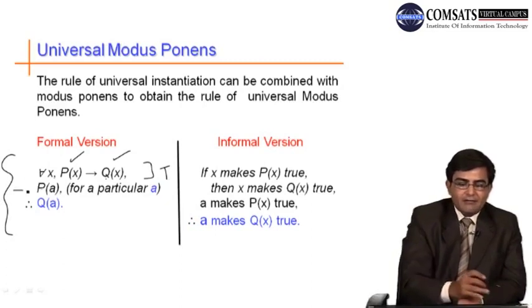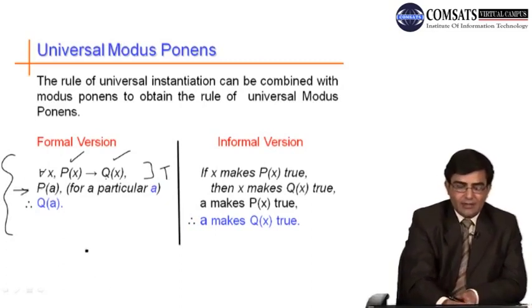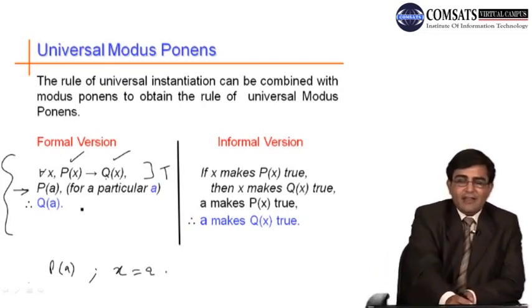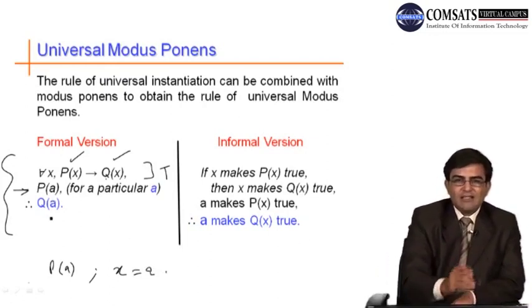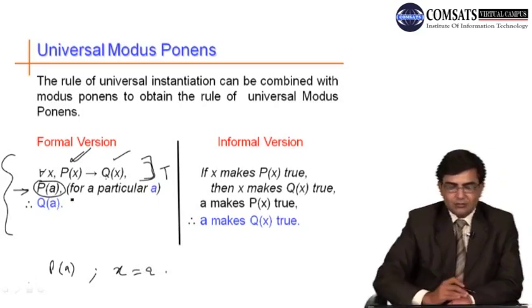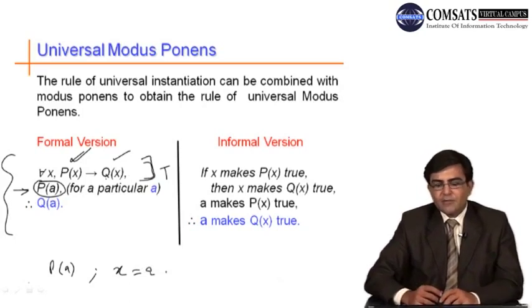Here we have a particular value of x, which is a. If this statement is true and p of a is true, where x is basically a, we give a particular value to x. If p of a is true, then q of a must be true, because this universal statement is true. If a particular case of this statement is true for a, then the particular case for q of x is also true. This is basically the universal modus ponens.